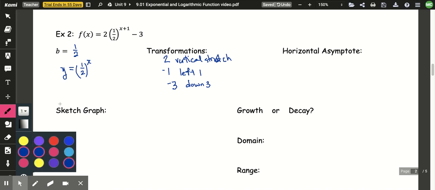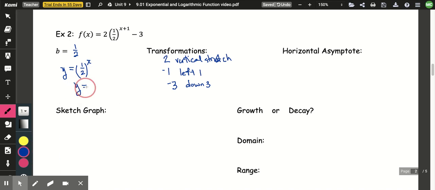Okay, back to the parent function now. The horizontal asymptote is at y equals 0. The horizontal asymptote is not affected by the a value or the h value in the transformations, but it is affected by the k value. So since that's a -3, that means that our horizontal asymptote would be y equals -3. I'm going to use that to sketch the graph now.